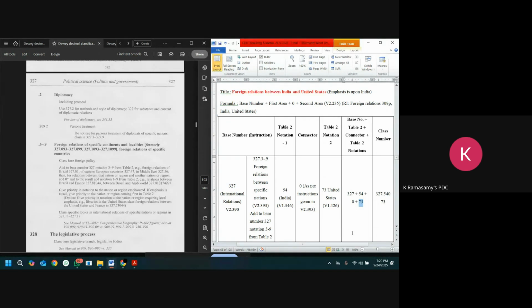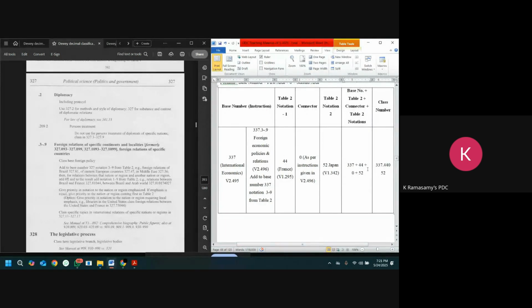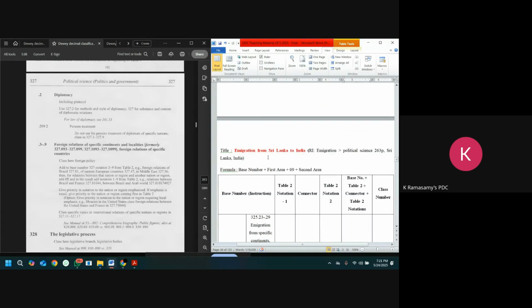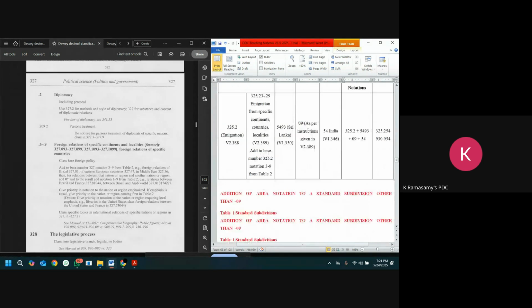327 is the basic number. Then first country. Then 0. Then second country. Using this formula, you can add numbers for two different countries or continents in the same title. Very simple. Foreign relations. Similarly, we have economic cooperation between one country and another country. And you have immigration from one country to another country. These are many examples where you can join two countries.